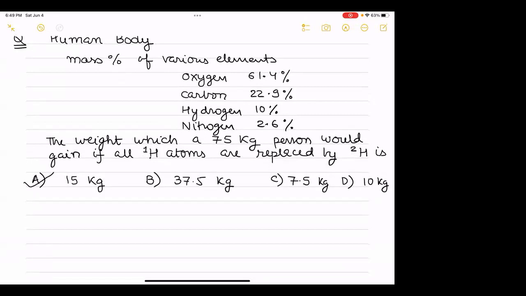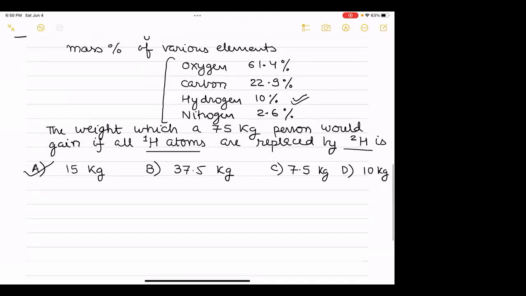Sometimes more than what is required is given, just to create more confusion. A lot of data is given, but this data is of no use for us. The main data we need to look at is the percentage of hydrogen, that is 10%. Why do I need to look only at the hydrogen atom? Because the question is related to the change of hydrogen atoms to deuterium atoms, the heavier isotope of hydrogen.